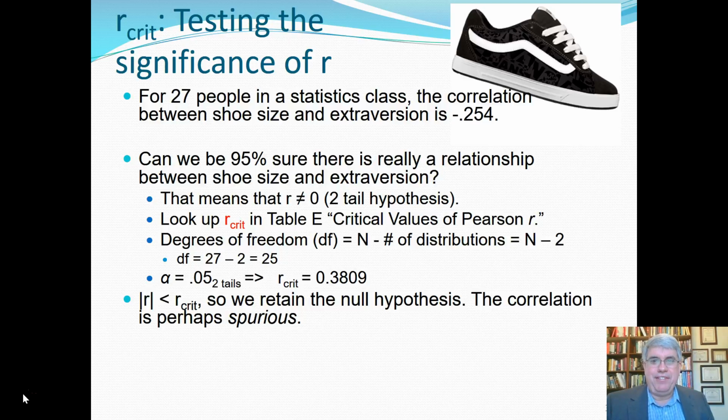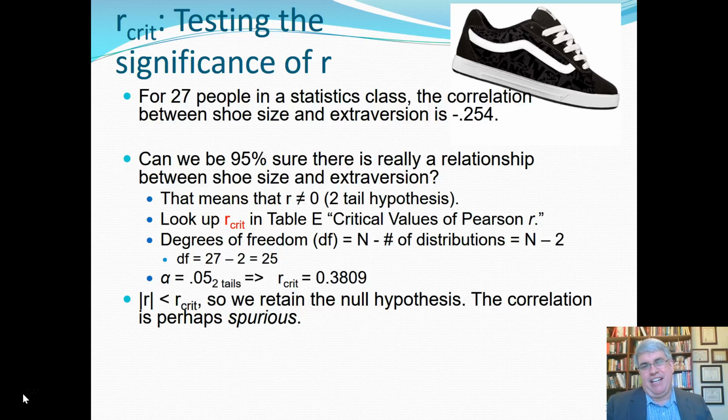That seems like a strange correlation. Why would people that have larger shoes be less extroverted? If you're looking at the four causal relationships, we could say that shoe size causes extroversion. Yeah, probably not. Extroversion determines your shoe size. Yeah, I don't think so. Maybe there's a third factor that influences both, or maybe it's spurious.